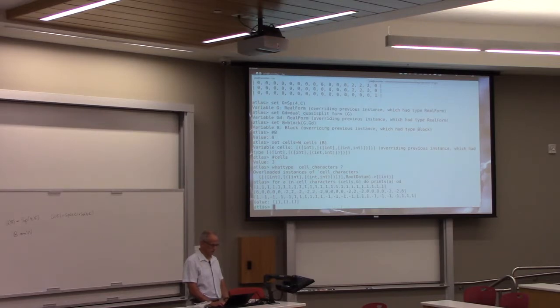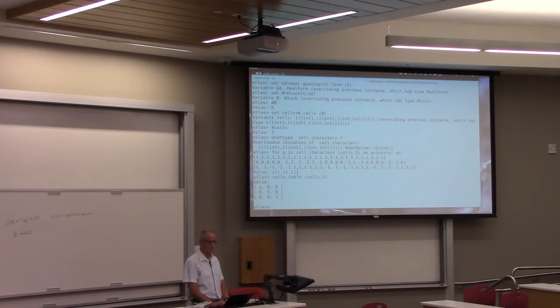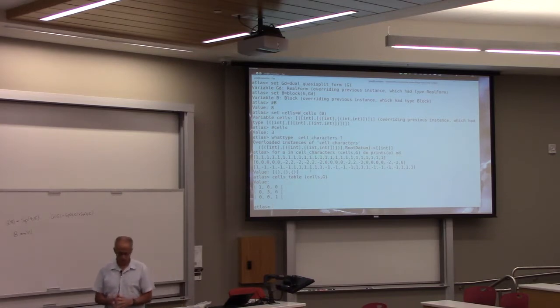They're the characters of the cells of dimensions 1, 6, and 1. Okay, so let's put that aside. I think that's really quite nice.